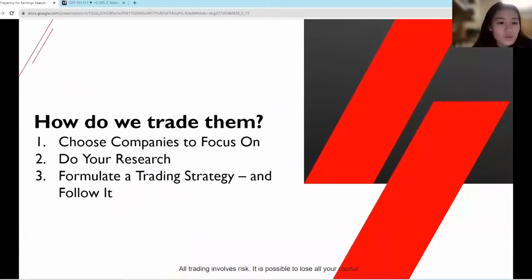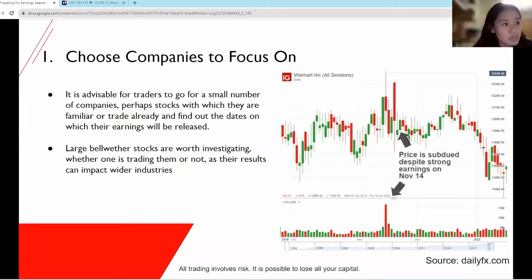Okay, so how exactly are we going to trade using all of the information that we have? So we've simplified it into 3 simple steps. Firstly is to select a specific company to focus on, or set of companies. Secondly would be to do your research, and thirdly would be to formulate a trading strategy and follow it. So firstly, choose companies to focus on.